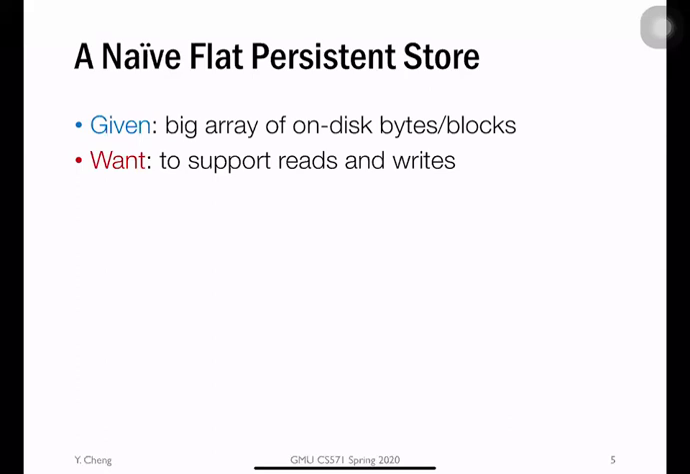So why do we need to design a hierarchical file system with a hierarchical namespace, specifically hierarchical directory tree-based file system structures, right? Why not just create a naive, flat, persistent data store with a flat namespace? The input is simply a big array of on-disk bytes or disk blocks, and what we want is to simply support the basic read and write operations, the basic I/O functionality.